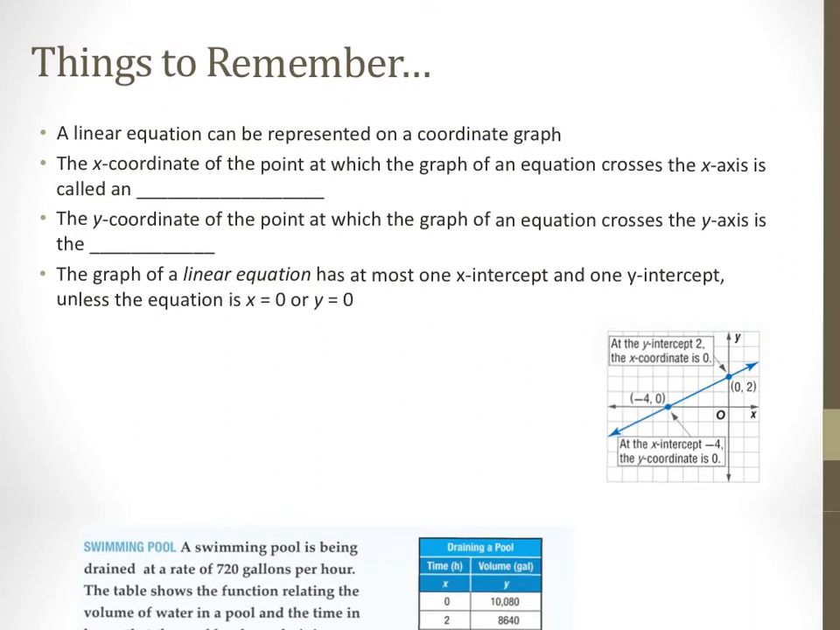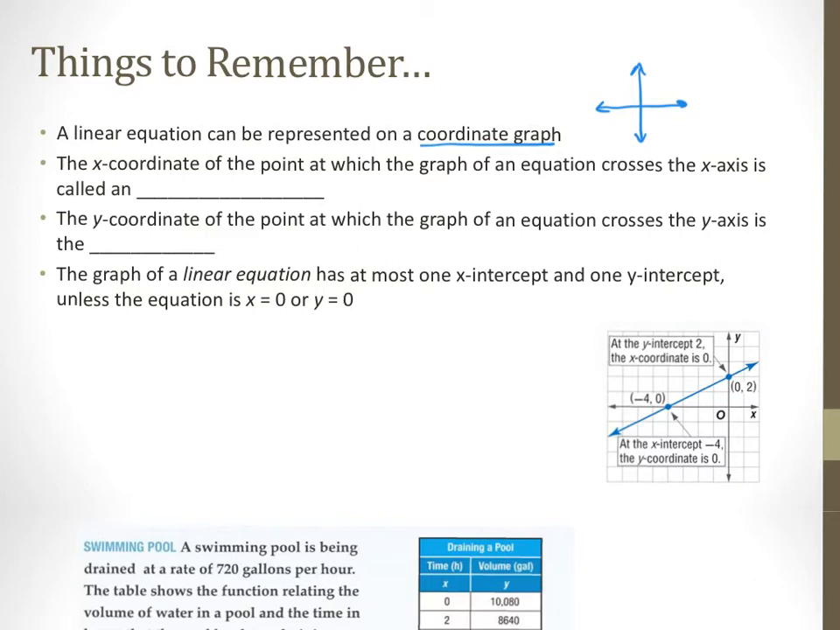A linear equation can be represented on a coordinate graph. And all I mean about that one is your xy axis. So coordinate graphs, know that vocab word. We will come back to it, just that we'll use it all the time. So make sure you know what it is.